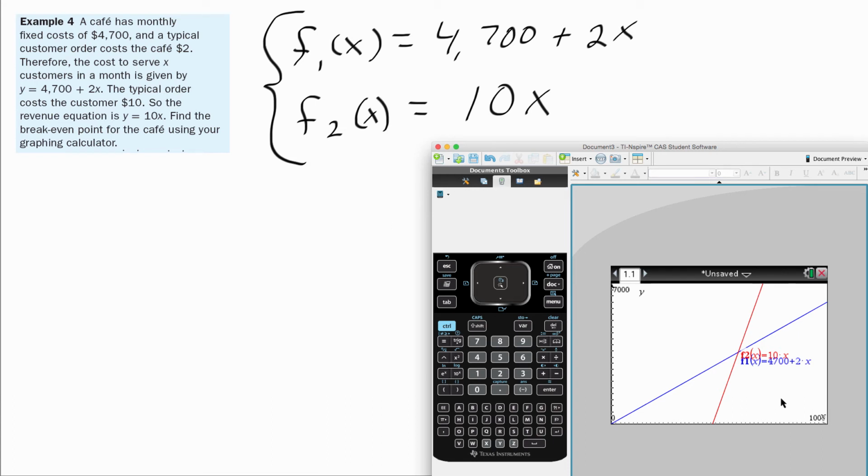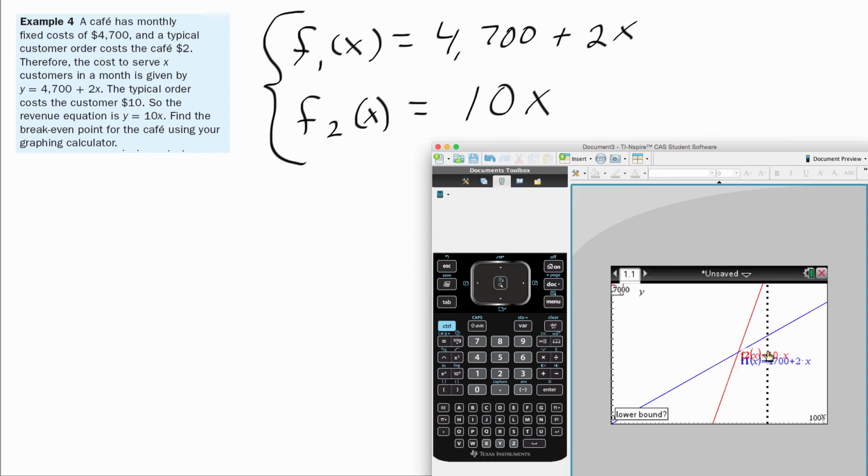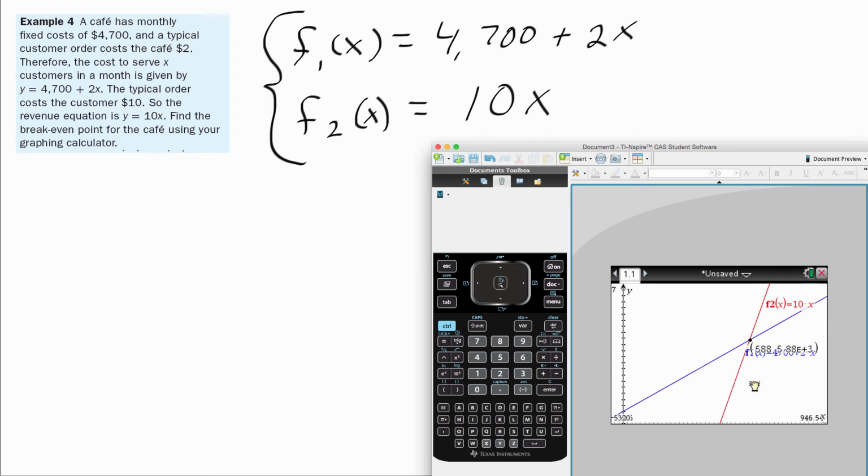Okay, well that's better, right? I've got an intersection. Yay. And I've got my two functions. So now with my intersection, I'm going to go in and say Analyze Graph, intersection. I'm going to bracket it. And in a very confusing way, I'm just moving the graph so I can see it. And 588 is x.